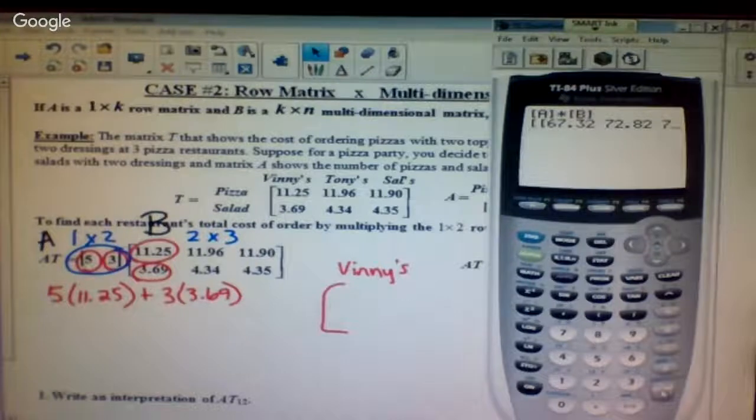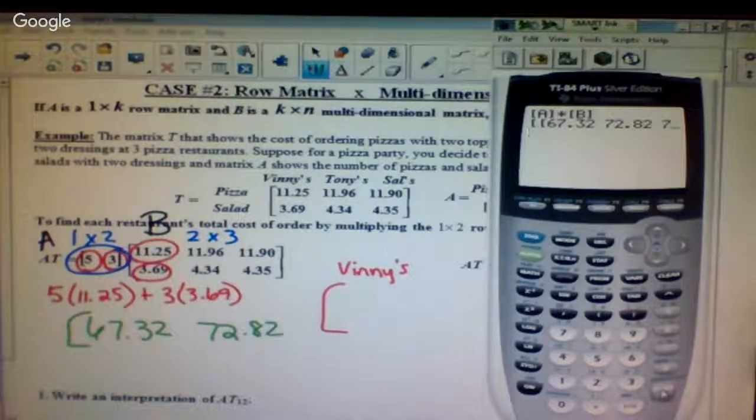If you hit enter, this should pop up on your screen. Okay, so your answer for this is 67, 32, 72, 82, and you can't see the rest of the last answer. But if you use the right arrows, there it is, 72, 55.